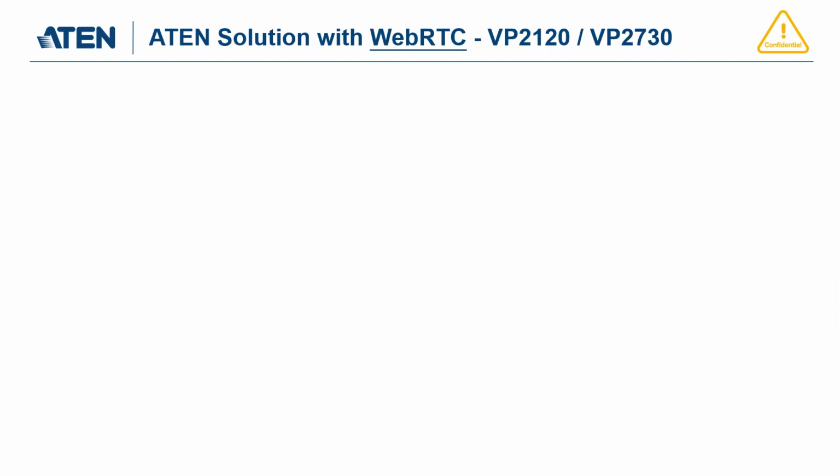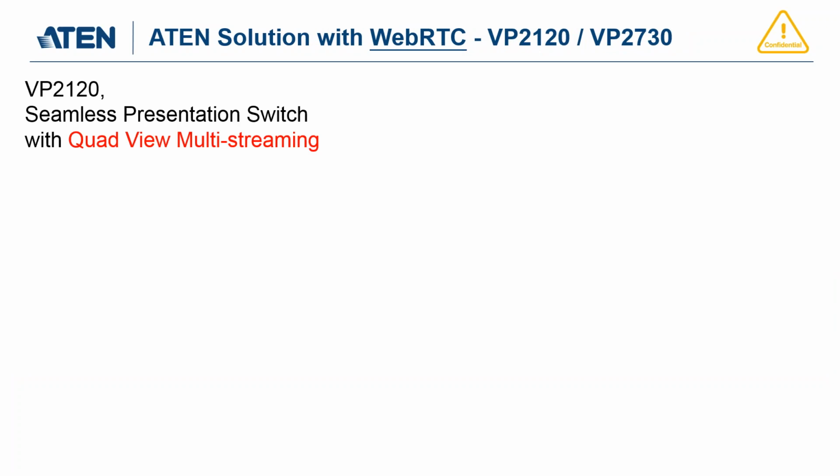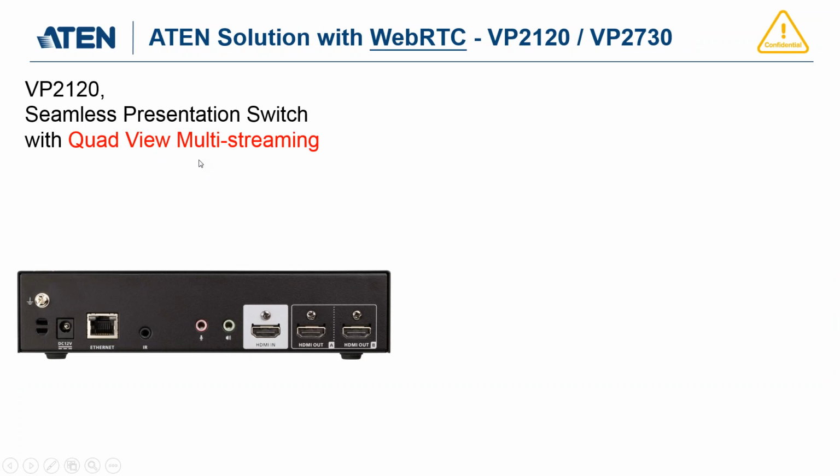So let's start with the WebRTC, that's the VP2120. As you can see, the product description here is 2 keywords, I'll say. 1 is the multi-streaming, and 2 is the quad view. So let's take a look at the back of the VP2120 first. By looking at this picture, you can see here we have 1 HDMI in, but we have 2 HDMI out. Then you will be wondering, why would you only have one HDMI in when you have two HDMI out? Are you some kind of DA or video splitter?